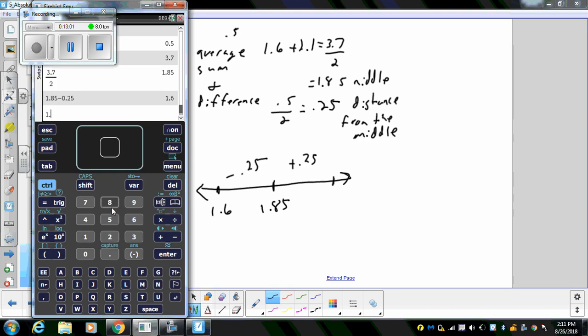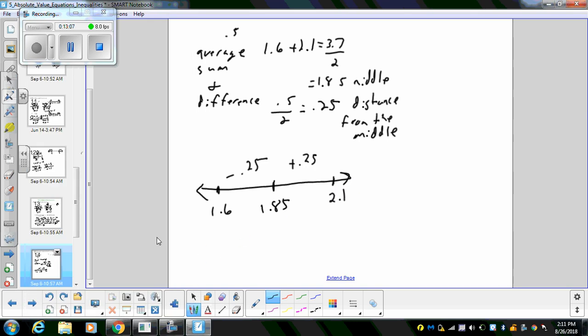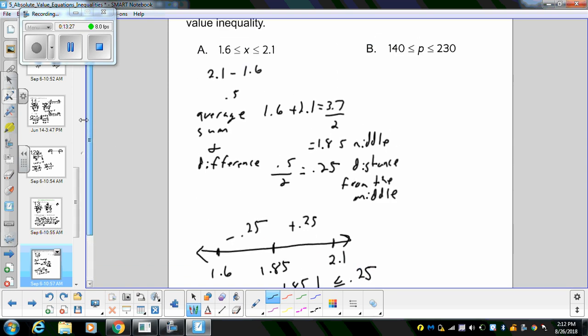And 1.85 plus 0.25 will give us 2.1. So those are actually the numbers that we started with, so we know we did it correctly. Therefore we know the absolute value is simply x minus 1.85 is less than or equal to 0.25. Alright, so let's try to do this one.